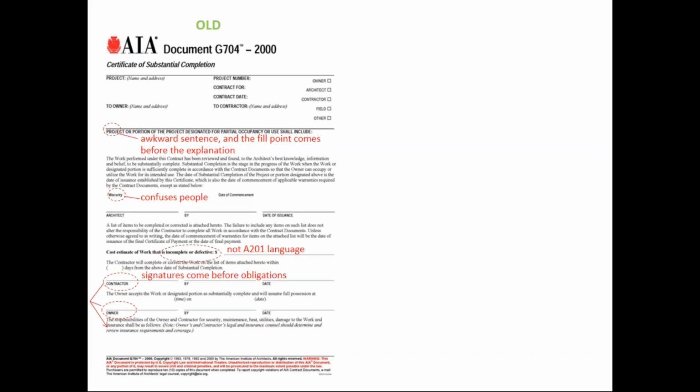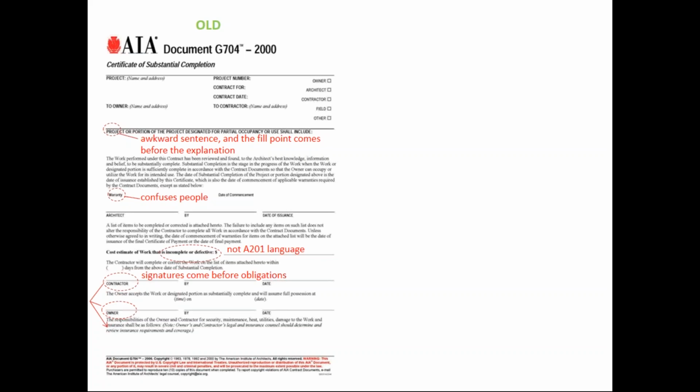Now, it says that in the body of this G704 document, but quite a few people wanted to put something in this warranty fill point, even when they didn't really want to change the date of when warranty started. So there was a bit of confusion as to what people should fill in here. In most cases, you really should not be filling in anything in here unless you wanted warranties to start at a different time other than substantial completion.